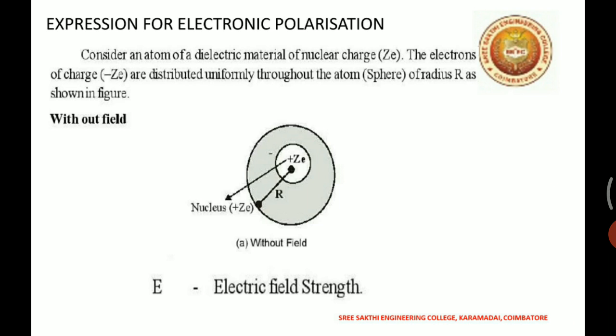Now let's see what happens when the material is in the condition without any applied field. So consider an atom of a dielectric material of nuclear charge Ze, where Z is the atomic number. In this dielectric material, the negative electrons are uniformly distributed throughout the sphere of radius R. So consider this figure. In the sphere of radius R, Ze is a positive charge, that is the nucleus, and minus Ze is the uniformly distributed electrons around the nucleus.